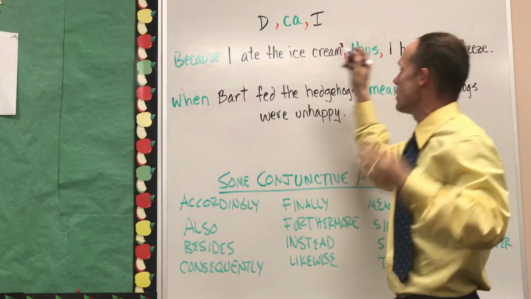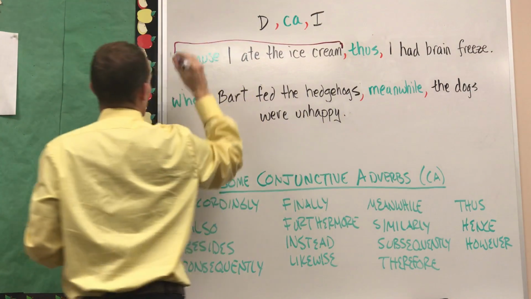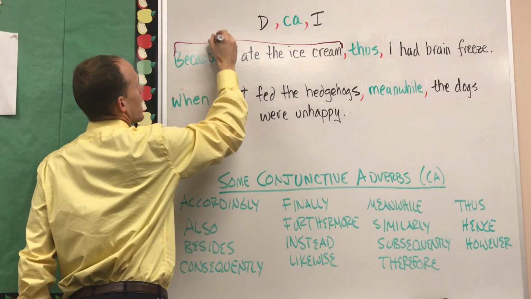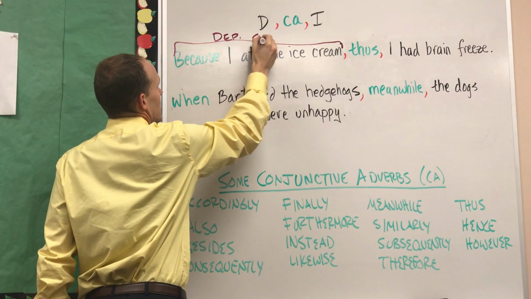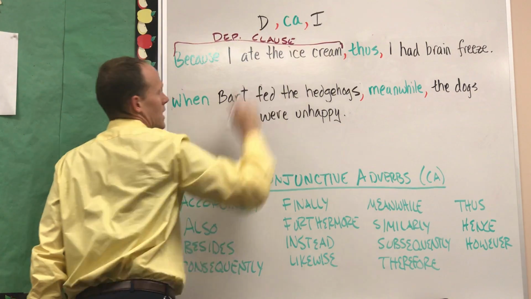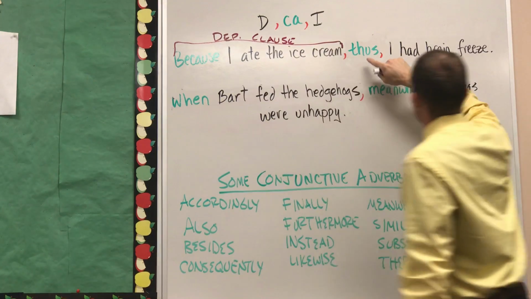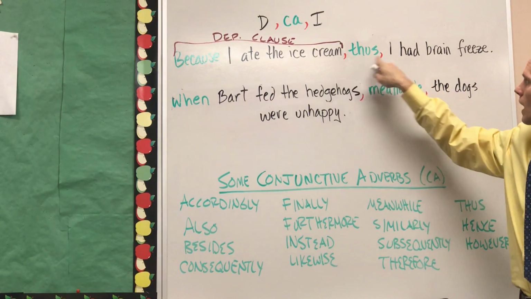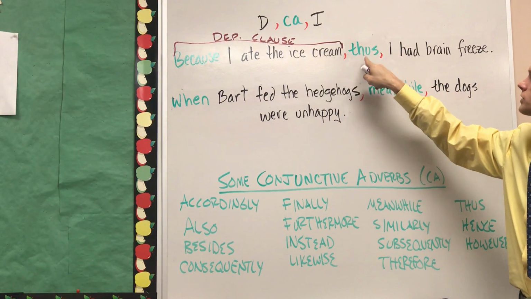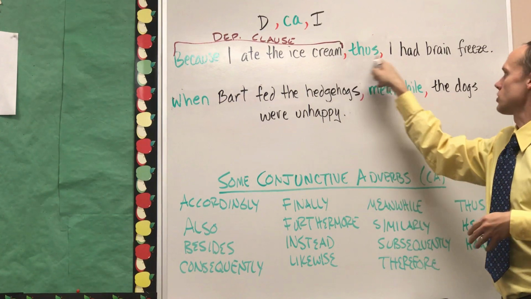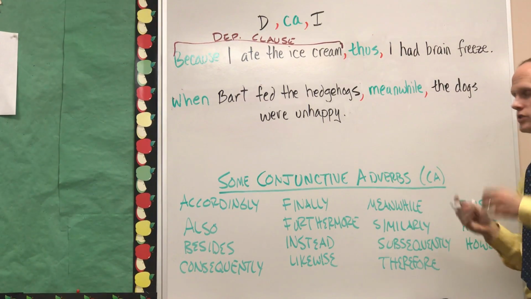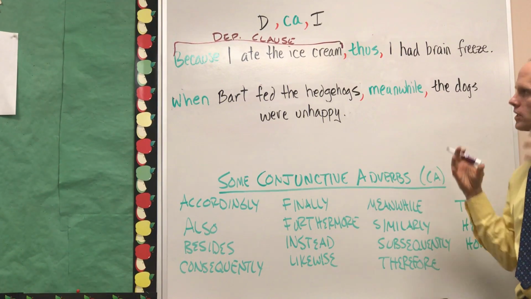But what happened? We want to know. What happened? Did it melt? No, worst thing ever. Okay, this is a dependent clause. It cannot stand on its own. I put thus there, with commas around thus, to transition to, I had brain freeze. Now that complete thought is done.